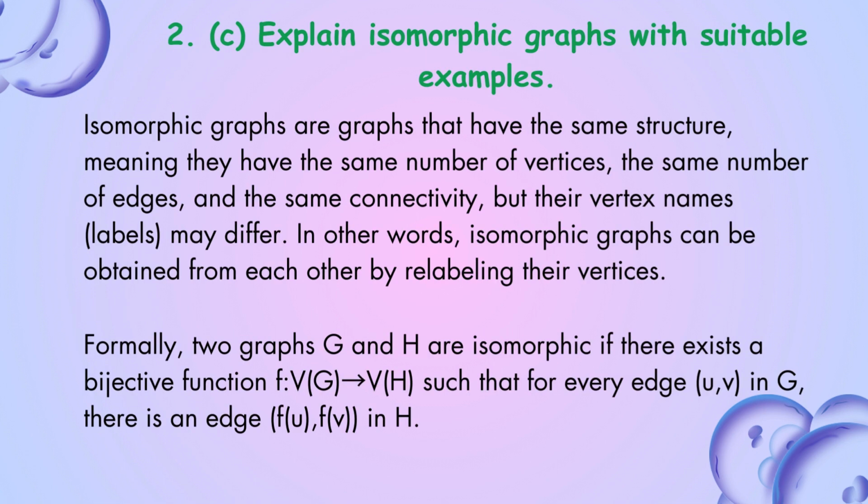Explain isomorphic graphs with suitable examples. Isomorphic graphs are graphs that have the same structure, meaning they have the same number of vertices, the same number of edges, and the same connectivity, but their vertex names, labels, may differ. In other words, isomorphic graphs can be obtained from each other by relabeling their vertices.